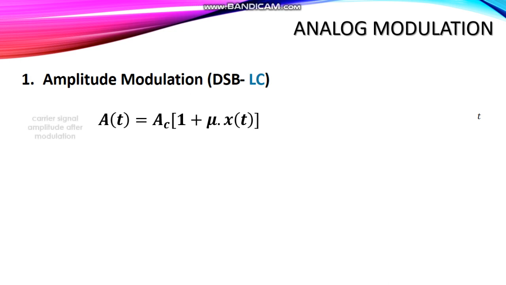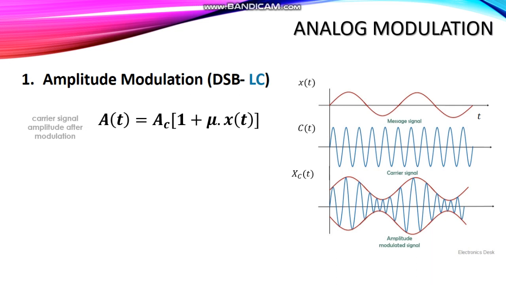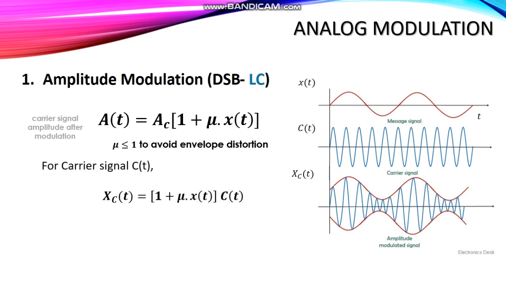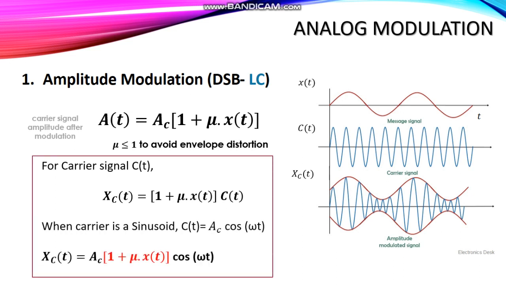From this image you can see how the amplitude of the carrier c(t) has changed according to x(t). We call that amplitude variation the envelope. There is a condition that, if you want to have that envelope according to our message, mu has to be less than 1. Then we can derive an equation for the modulated signal xc(t). For simplicity let's assume our carrier signal z(t) is a sinusoid which we denote by Ac cos(omega t). By substituting, we can have this equation which we can use for further analysis, such as to calculate spectral efficiency.